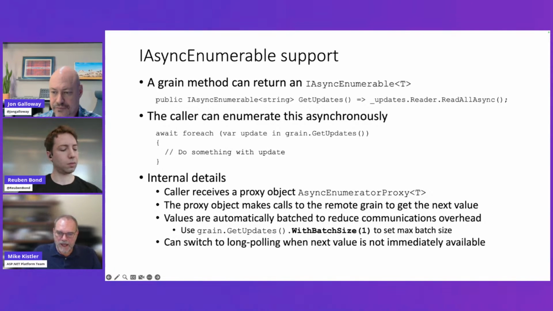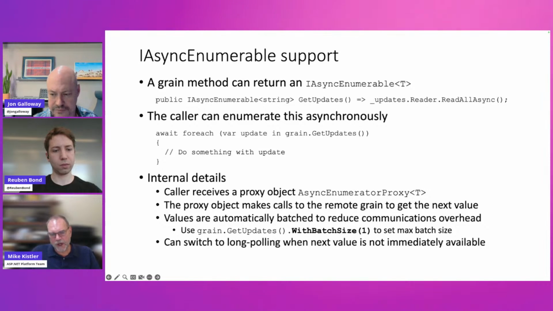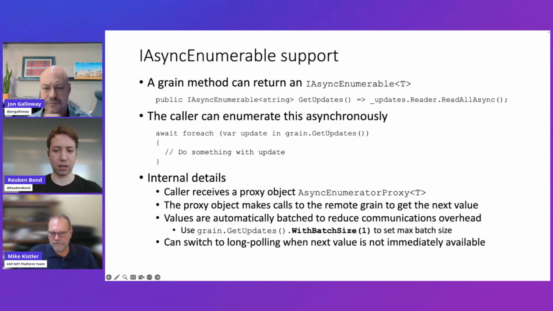You can set the size of that batch. That's configurable. And there's also a mechanism to switch to long polling if the next value isn't immediately available so that you don't have this long-lived connection over to the silo. Yeah, it'll do that for you automatically, which is nice. So as a consumer, you just have to await for each with the grain method. And behind the scenes, Orleans will manage things like automatic batching and long polling, etc. Yep.